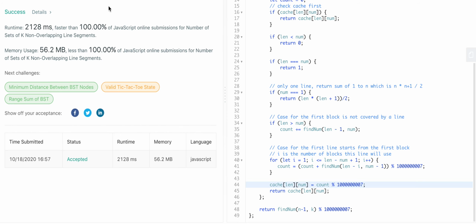Wow, we get both 100%. It actually takes quite a long time, but still 100%. So it's good for me.